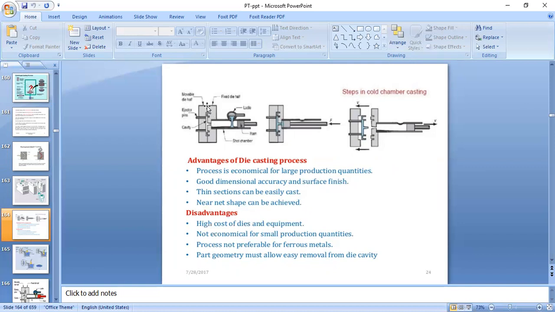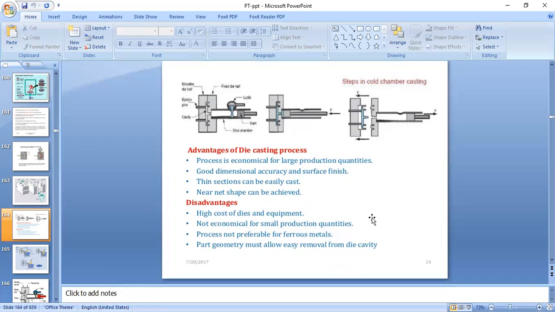The die is made of metal, so cutting the mold cavity into the die is a little bit expensive. Since the die cost is more, it is not economical and not suitable for small quantity production. This process is also not preferable for ferrous metals. Since the metal mold is generally made of ferrous metals, this process is not suitable for ferrous metals. It is only for non-ferrous metals whose melting temperature is less than that of the metal with which the die is made. Part geometry must allow easy removal from the die cavity.